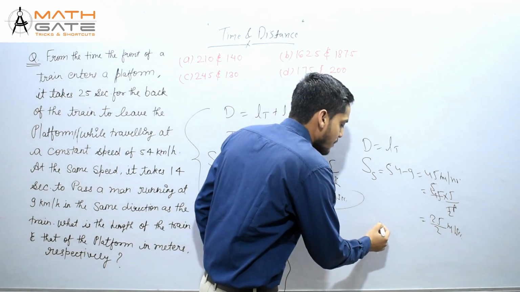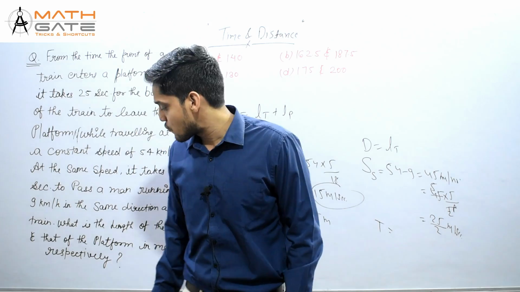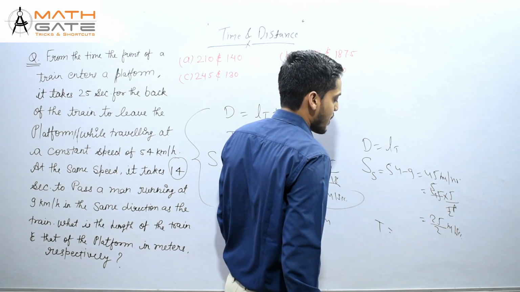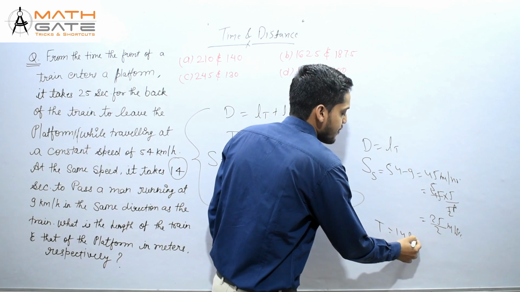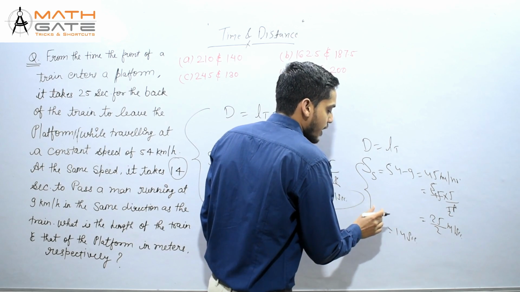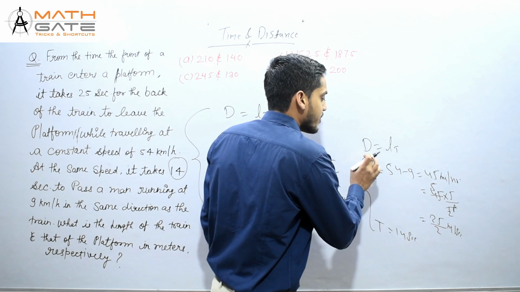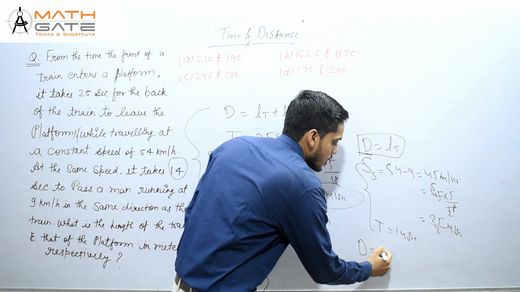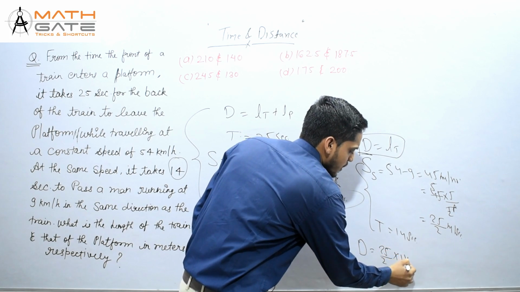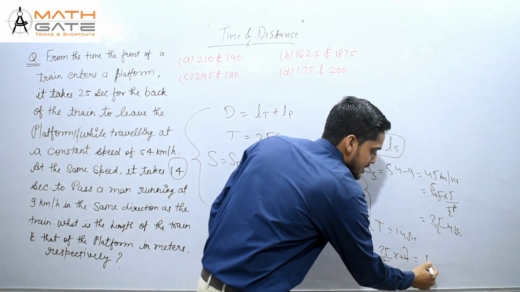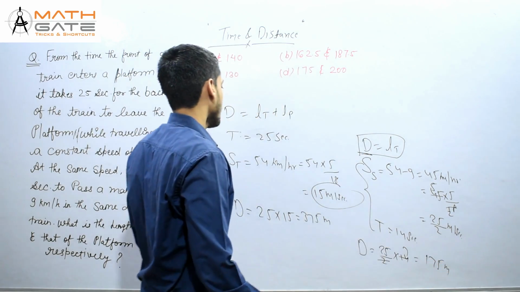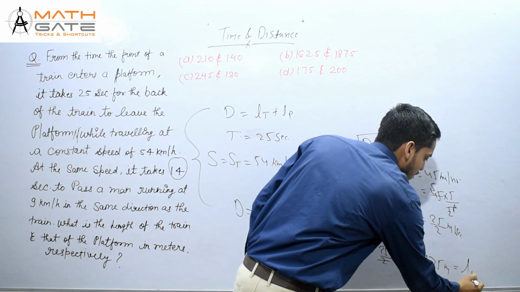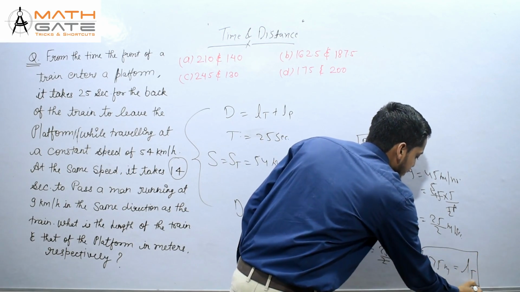And we have time as well. For this case we have time that is equal to 14 seconds. Speed equal to 25/2 and time equal to 14 seconds. If somehow I can find the distance in this case, that distance will be equal to length of train only. So distance equal to 25/2 into 14, 7 times, answer is 175 meter. So our length of train is nothing but 175 meter.